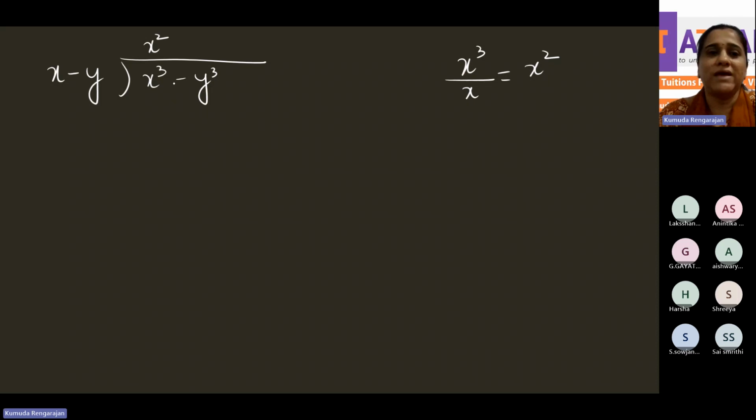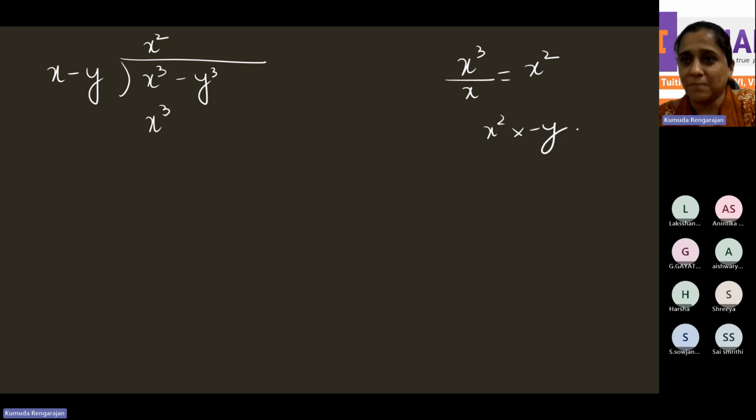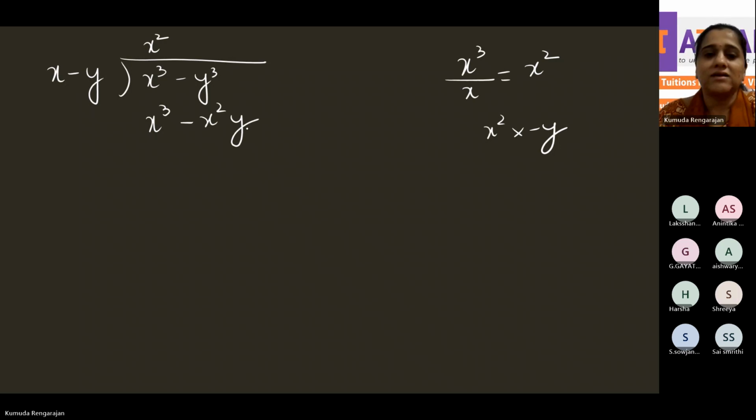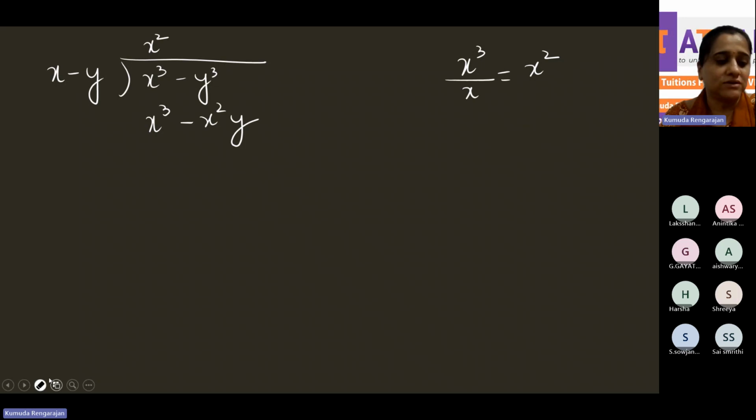Next, what should you do? Multiply x squared with x minus y. So what is x squared into x? X cubed. Then what is x squared into minus y? Minus x squared y. Correct? Okay, so we're done with the multiplication.